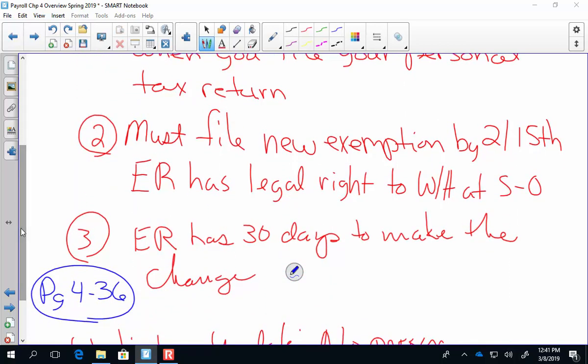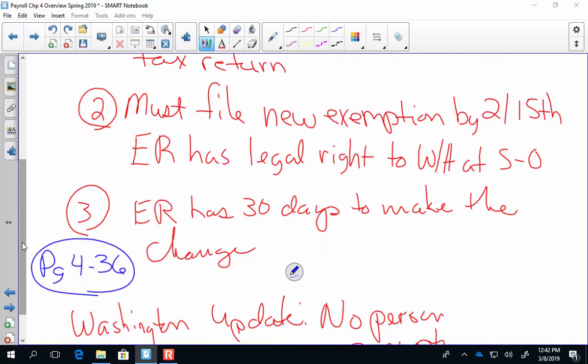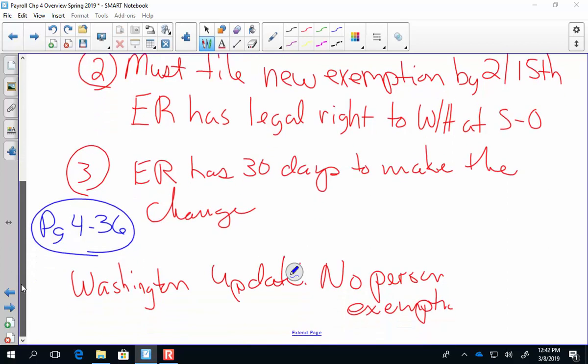Number 2 here, it says Bob is upset his paycheck on February 8th has federal income tax withheld, even though he filed a W-4 in 2018, claiming an exemption from withholding. What should the payroll manager say? You must file a new W-4 claiming exemption by February 15th. Otherwise, the employer has the legal right to withhold at single and zero.